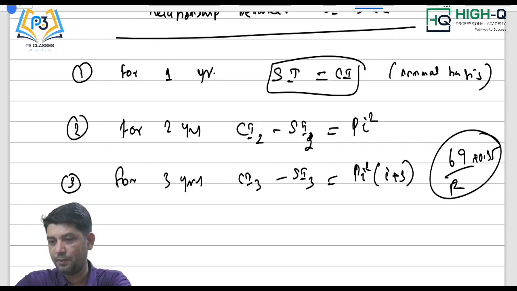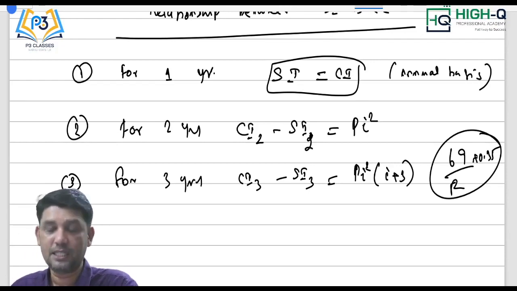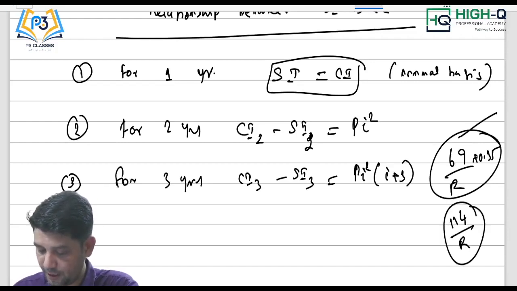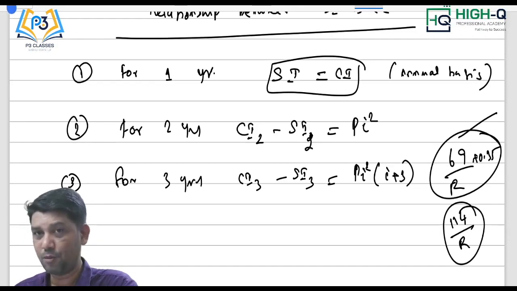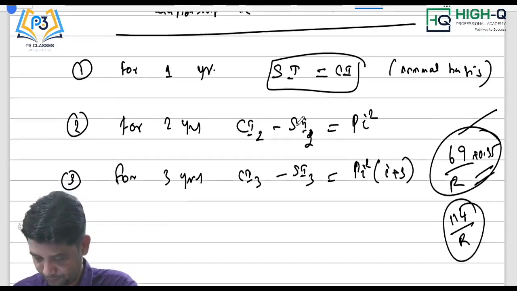Can you please repeat the third one? For 3 years, compound interest minus simple interest is going to be P r squared into (r plus 3). That is the third one. The fourth type is doubles itself, triples itself. For doubles itself I use this, for triples itself I use 114 by R. The same formula everyone uses, but this one is not the same as what others are using.